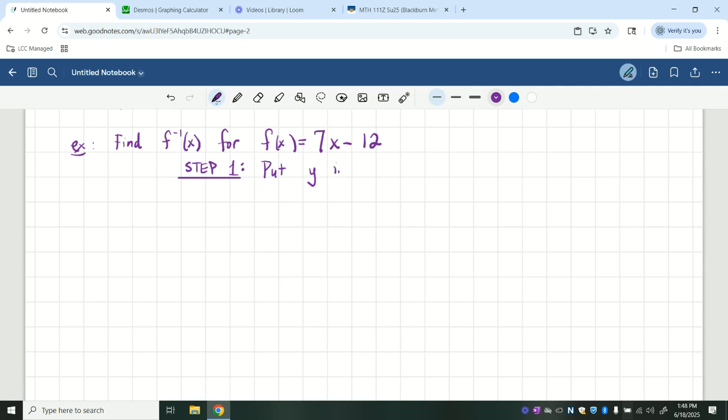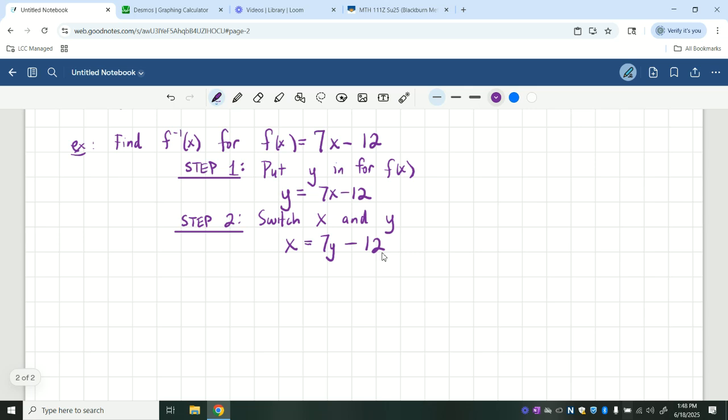So we're going to put y in for f of x. So I get y equals 7x minus 12. That's step one. So f of x comes out, y goes in. Step two, functions and their inverses, they flip-flop x and y roles. So step two, we're going to switch x and y. So we get x equals 7y minus 12. Alright, literally switch them.